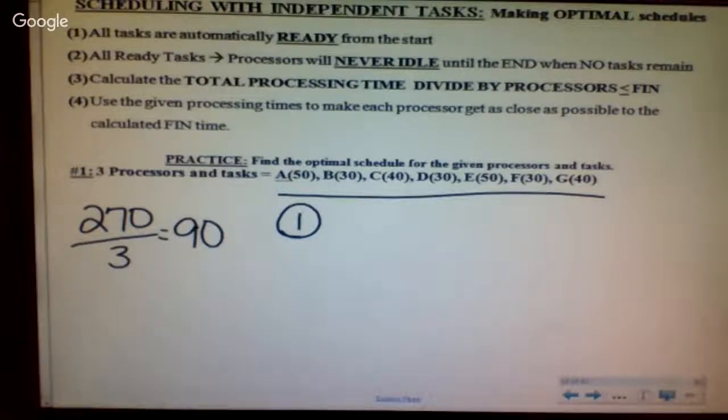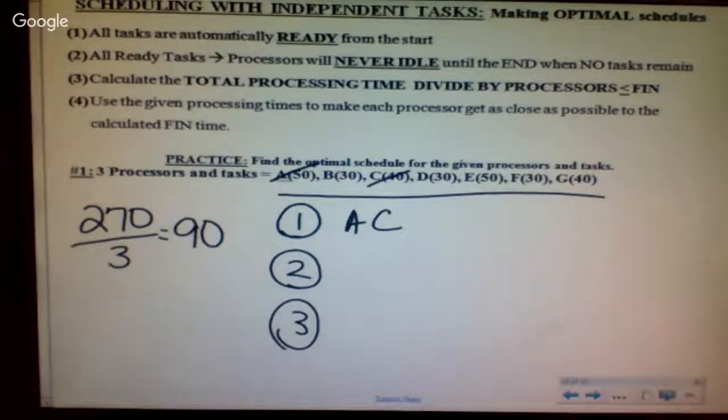What can I group together? Give me 90. A and C. E and G. Okay, A and C, that's processor 1. I need 3 processors. So what else can I put together? E and G. And B, D, and F. You're done. If they don't give you the chart, this is what I need you to give me.